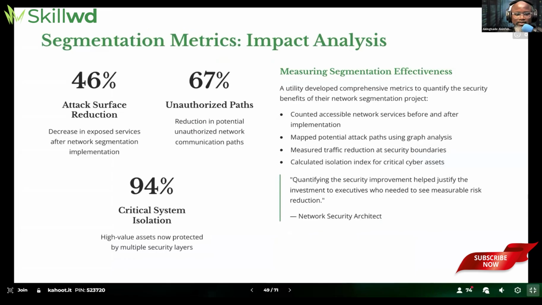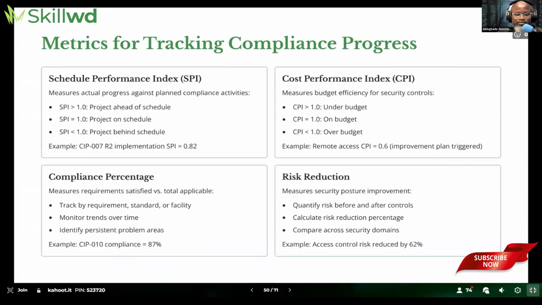Some metrics for tracking compliance progress: Schedule Performance Index, SPI, Cost Performance Index, CPI. This measures budget efficiency for security control. Compliance percentage measures required satisfaction versus total applicable. Risk reduction measures security posture improvement. This is going to be done by your leadership, of course, but just to give you a heads up on what typically is measured in general.